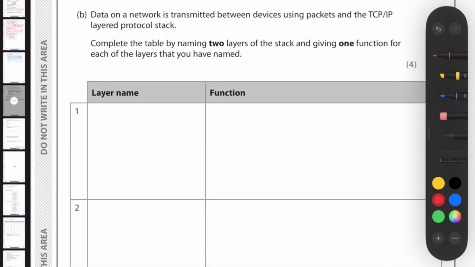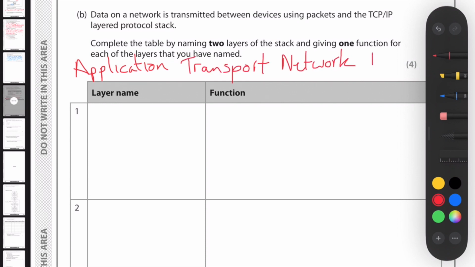Okay, data on a network is transmitted between devices using packets and the TCP/IP layer protocol stack. Complete the table by naming two layers of the stack and giving one function for each of the layers that you have named. Okay, well, what are the layers? There are 4 different layers. There's an application layer, there is a transport layer, there is a network layer, and there's also a data link.